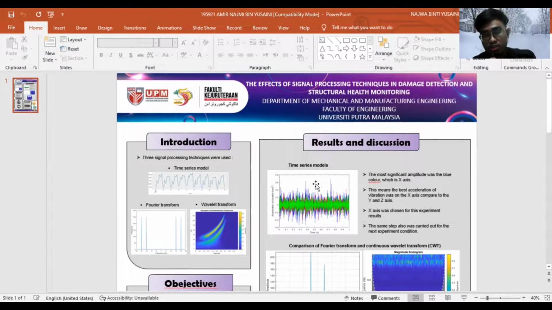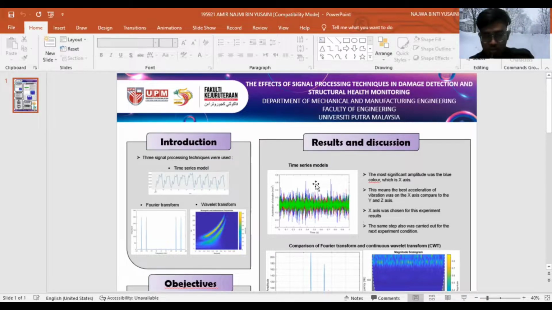In these signal processing techniques, we use the MATLAB application. As the data was collected in the time series, this data is then transformed to the frequency domain, which is called the Fourier transform. And finally, for the wavelet transform, I use the continuous wavelet transform to plot the data using the scaleogram method, as this method is a better way of showing the data signal, which is utilized to identify the high acceleration of vibration in the damage detection.